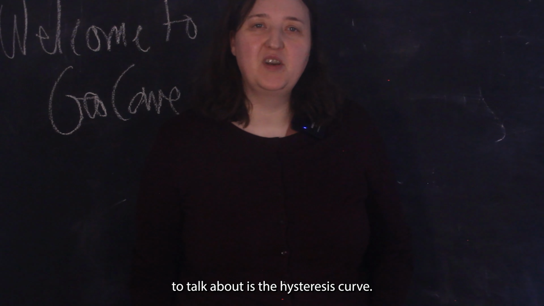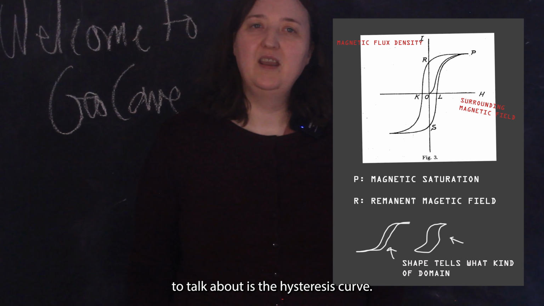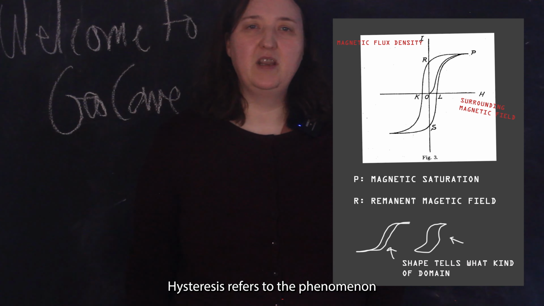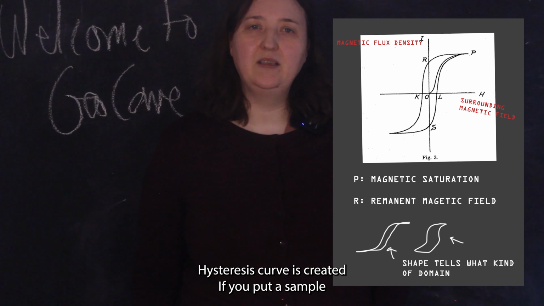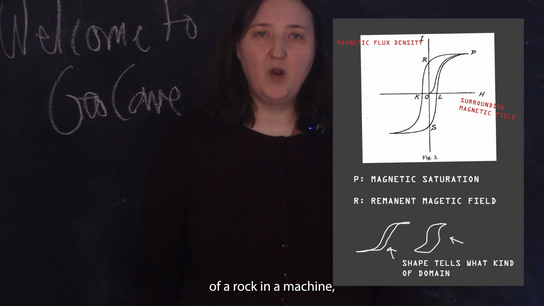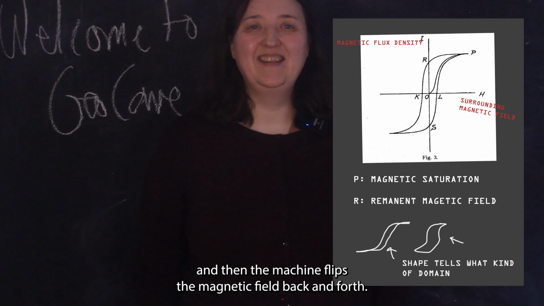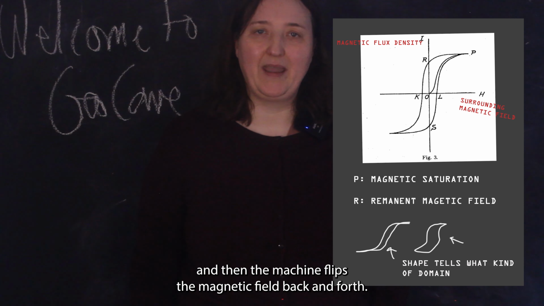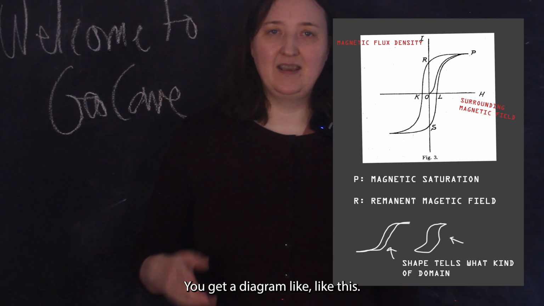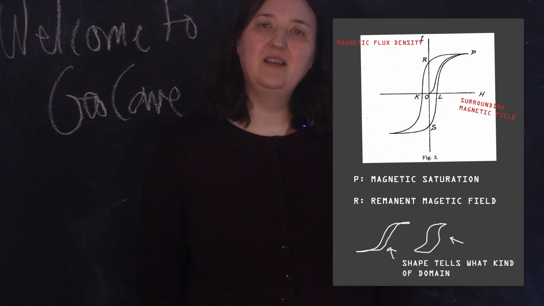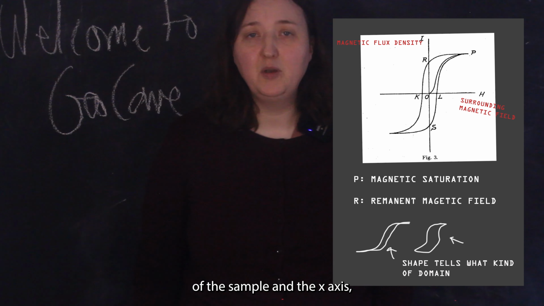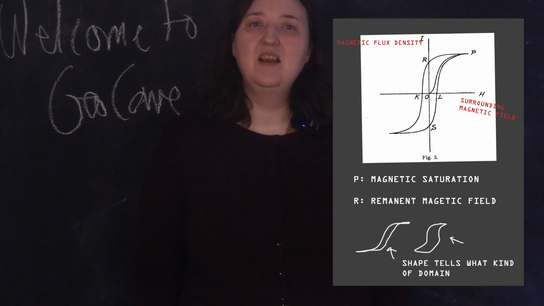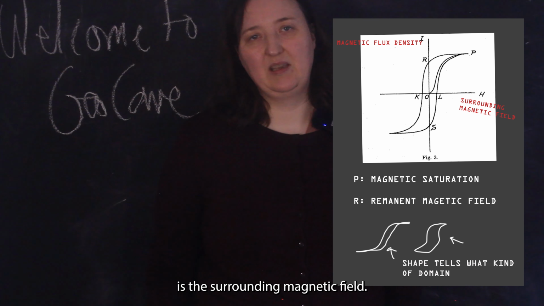The next one we're going to talk about is the hysteresis curve. Hysteresis refers to the phenomenon where the state of a system depends on its history. A hysteresis curve is created if you put a sample of a rock in a machine and then the machine flips the magnetic field back and forth. You get a diagram like this. The y-axis shows the magnetic flux density of the sample, and the x-axis is the surrounding magnetic field.